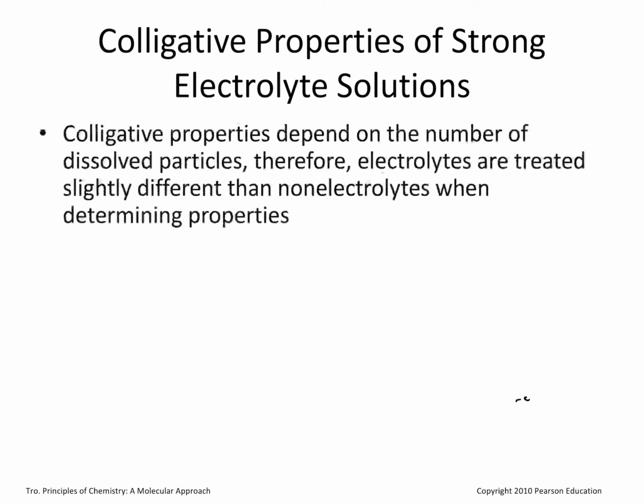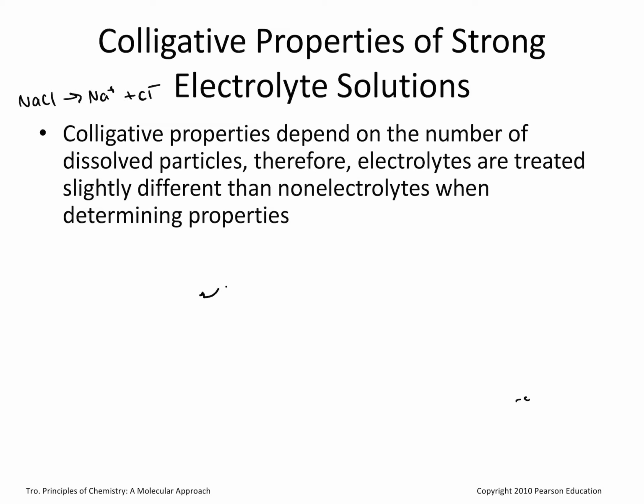So we know that colligative properties depend on the number of dissolved particles, and therefore electrolytes are treated slightly differently than non-electrolytes when determining colligative properties. Now, why would you think that's the case? Why are electrolytes and non-electrolytes important when we think of colligative properties? What is an electrolyte and what is a non-electrolyte?